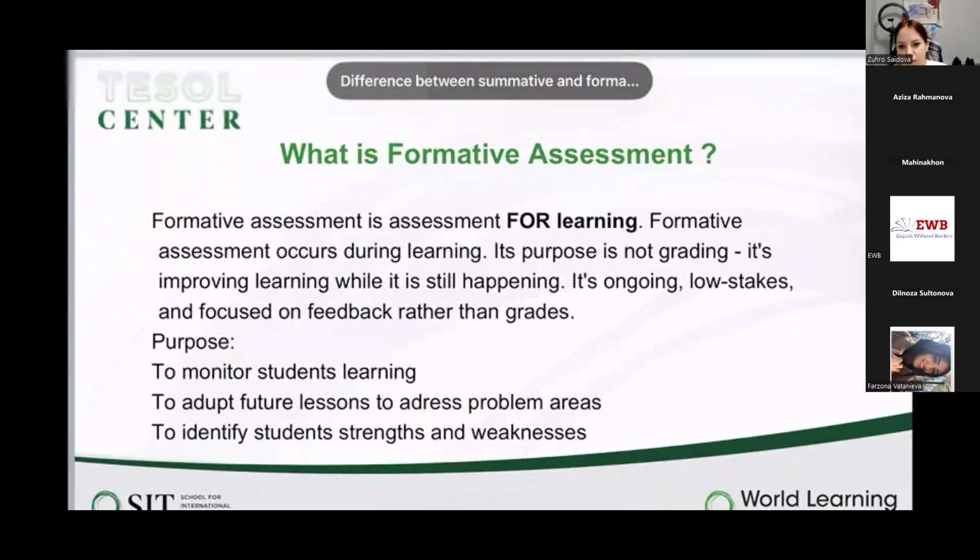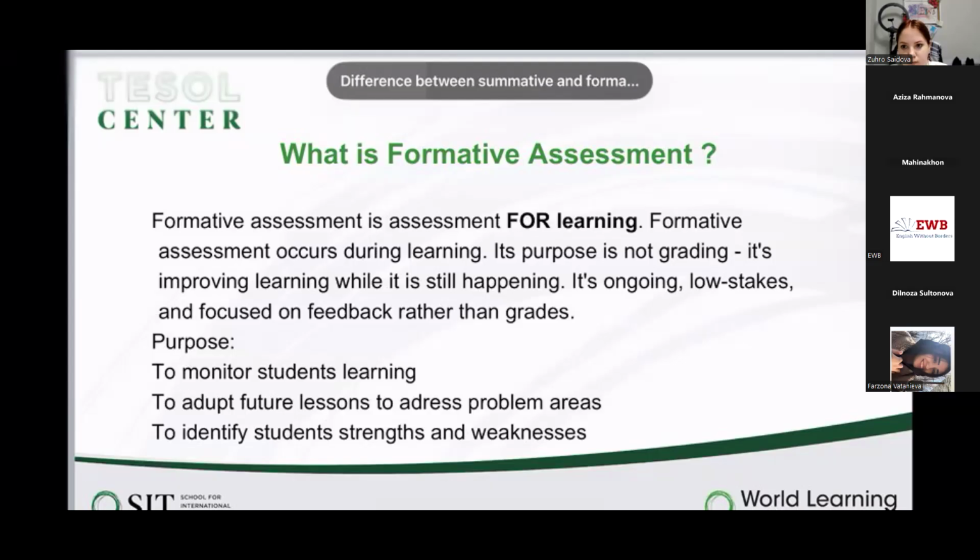What is formative assessment? Formative assessment is assessment for learning. Formative assessment occurs during learning. Its purpose is not grading, it's improving learning while it's still happening. It's ongoing, low stakes, and focused on feedback rather than grades. So it means that it's assessment for learning, and it occurs during learning, and its purpose is not grading, it's improving learning while it's still happening.